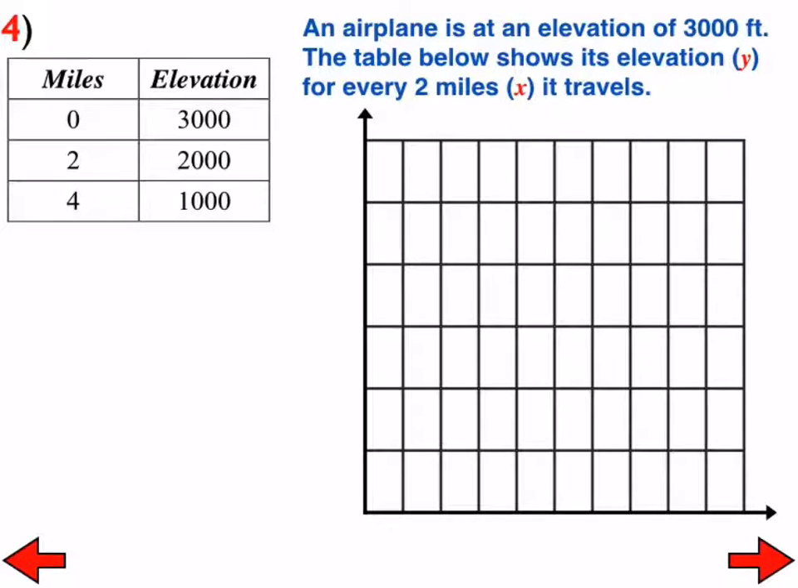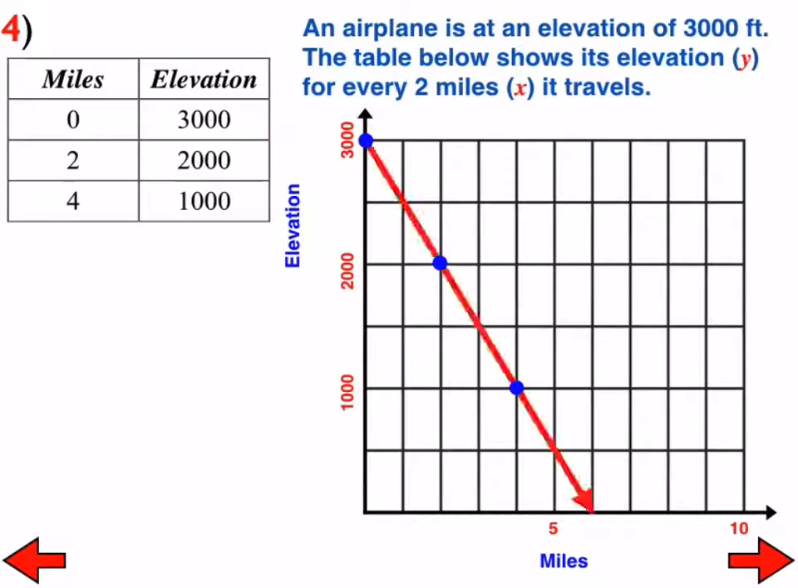All right, so we plot our ordered pairs. I went by 1s on my miles axis. I went by 500s, essentially 1,000 every 2 lines, for my elevation axis. The 3,000 is clearly the initial value. That's where it started, and then we're decreasing in that direction. And we can have half of a mile, so we should connect everything together.